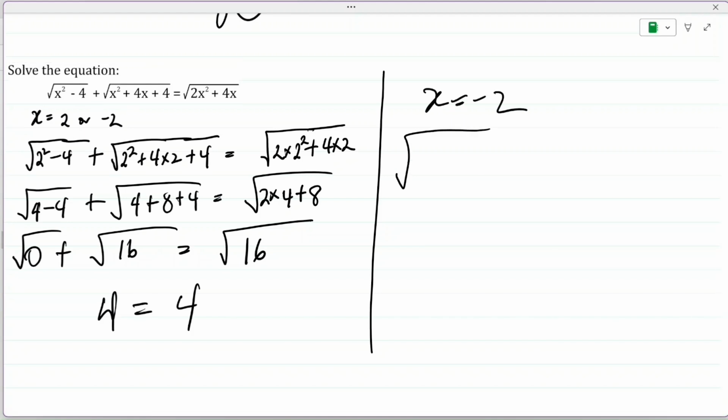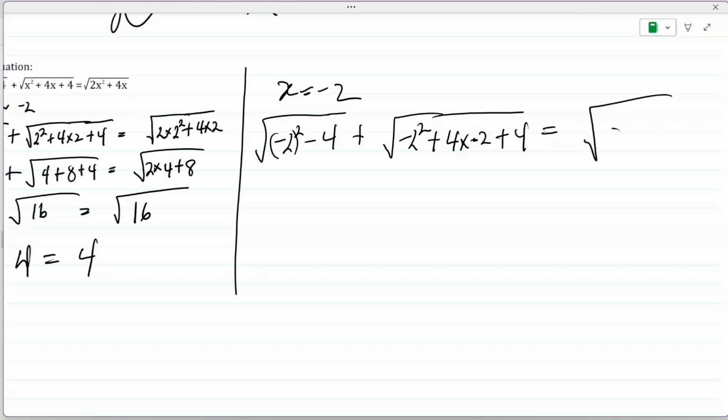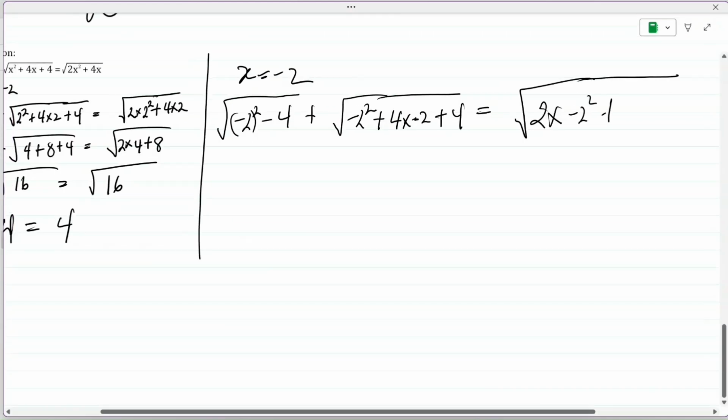Square root of, you have minus 2 squared minus 4, you can put this in brackets, plus square root of, your x is minus 2, so you have minus 2 squared plus 4 times minus 2. When you have a negative, you have to be very careful. Then plus 4 equals square root of 2. Your x in this case is minus 2 squared plus 4 times minus 2.